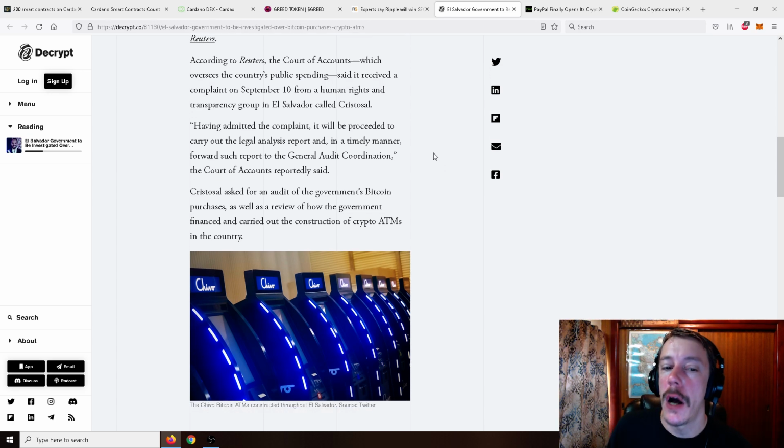Cristosol asked for an audit of the government's Bitcoin purchases, as well as a review of how the government financed and carried out the construction of crypto ATMs in the country.